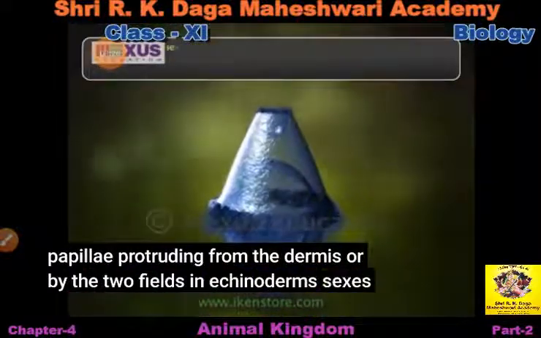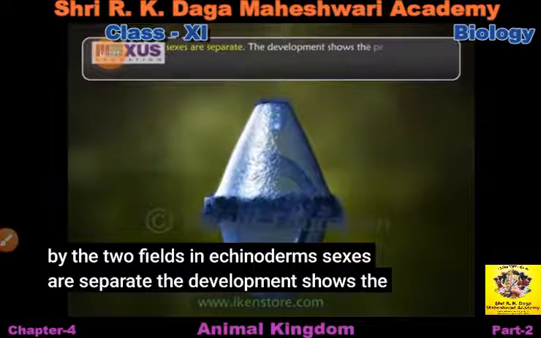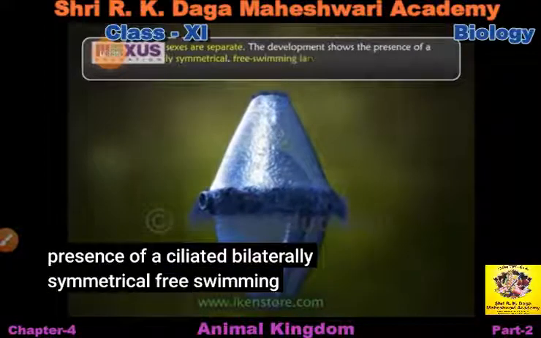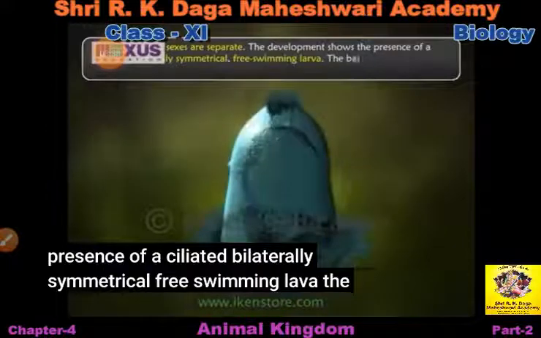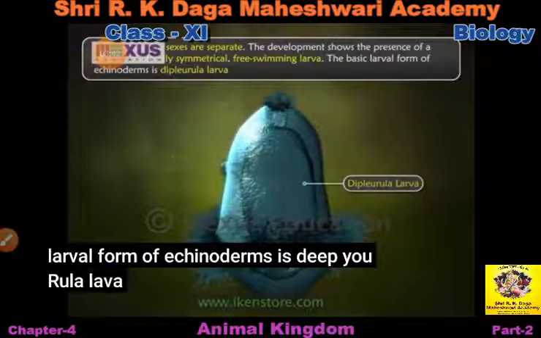In echinoderms, sexes are separate. The development shows the presence of a ciliated, bilaterally symmetrical, free-swimming larva. The basic larval form of echinoderms is the Dipleurula larva.